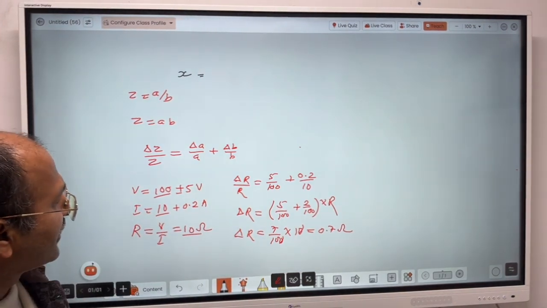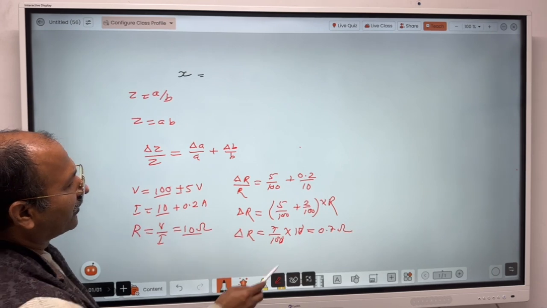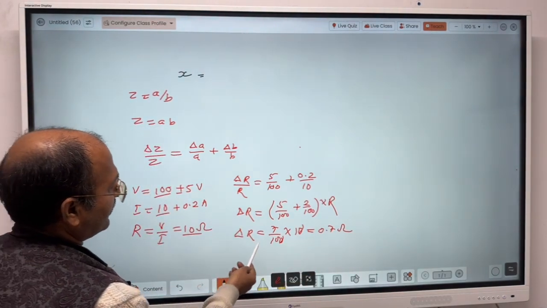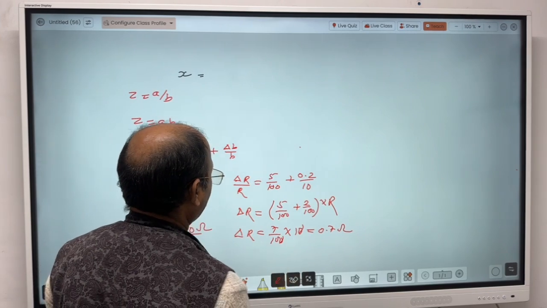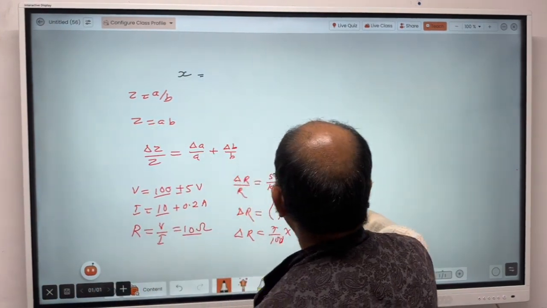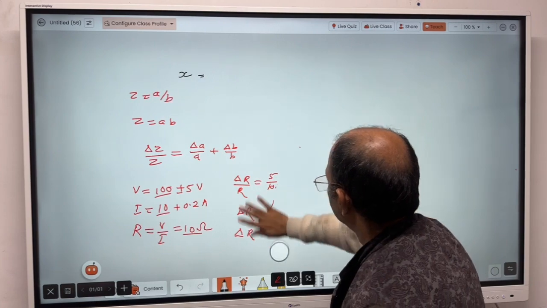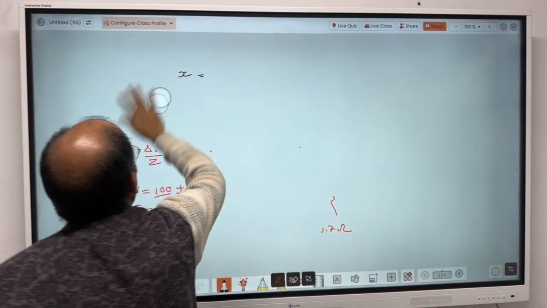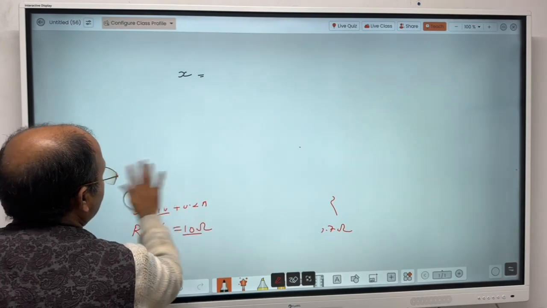We can also calculate percentage error. As I told you, we take this value divided by resistance 10 into 100. So this is percentage. By multiplying by 100, we can get percentage error easily. So that is simple. Take some more questions.